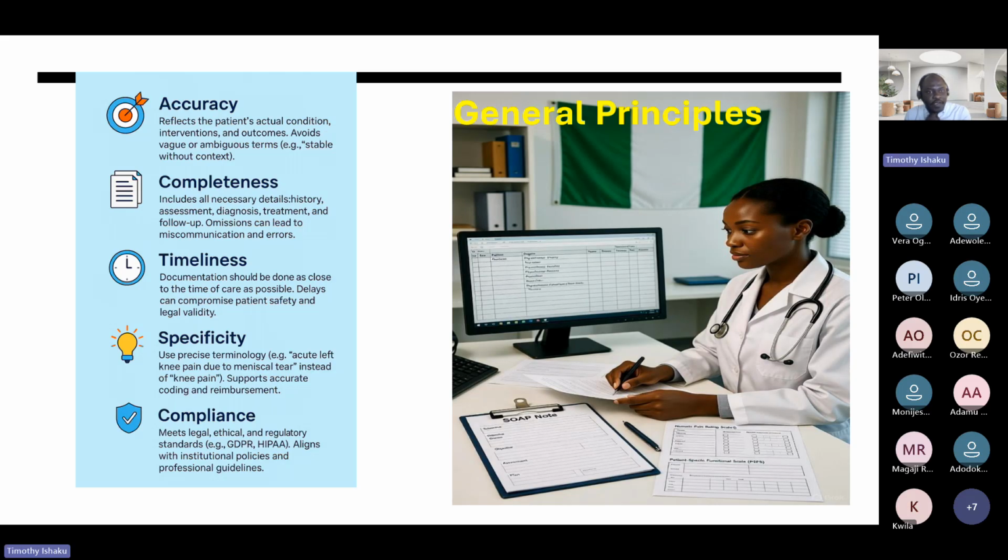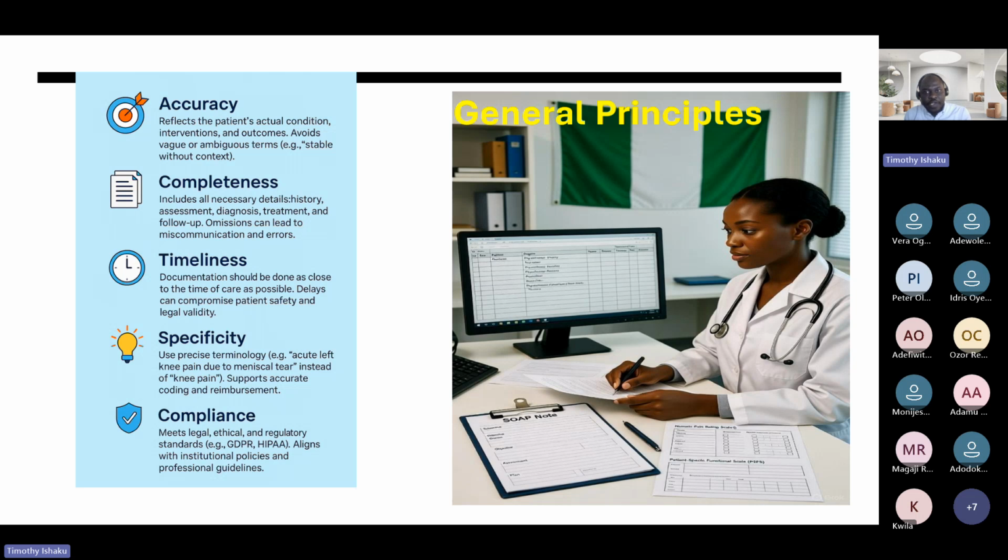The next thing is the completeness of note taking. All note taking should contain all the relevant information that are necessary for the patient care, and everything we usually take in our practice. But it's important, especially at different time points.